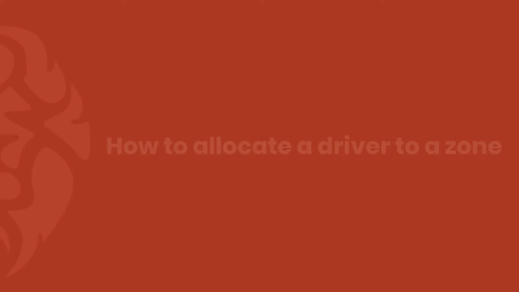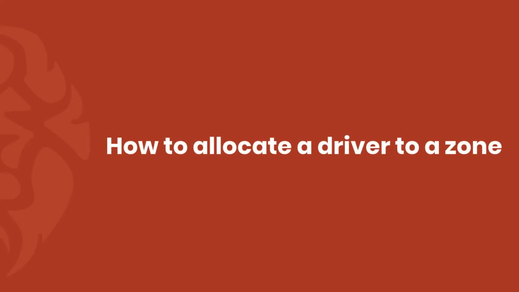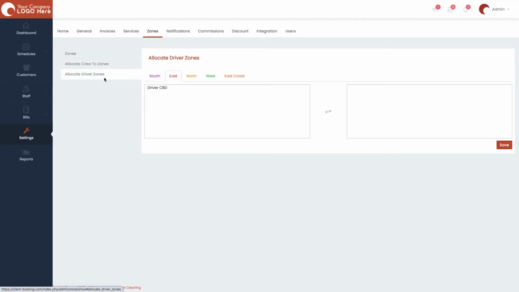Now let's look at allocating a driver to a zone. Head over to the desired zone tab, then click on the driver that will be allocated to that zone by clicking on their name, and they will move to the right or the zone. Finally, to unassign them, click back on them and they'll be unassigned again. And that's how you work the zones feature.